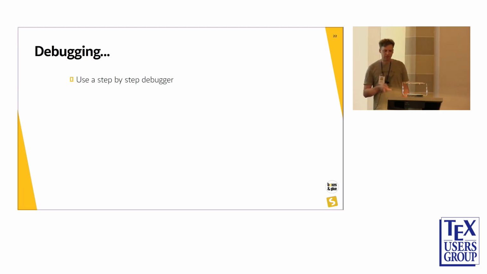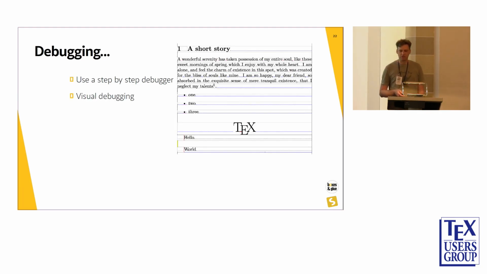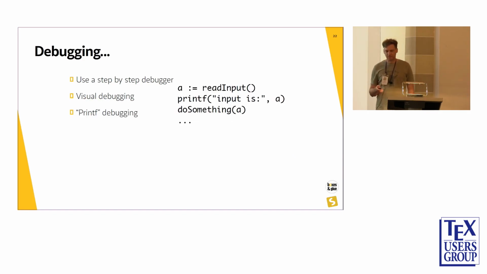I don't like this because it's too much time. You can do some kind of visual debugging. This is actually not from Boxes and Glue, this is from LuaTeX. This helps checking alignment things also. It's nice. My most favorite debugging technique is actually the printf debugging. We just write in some code, the input is A or something like that. So very simple, but it's actually the one I use most.